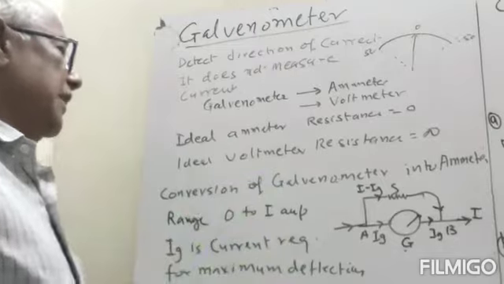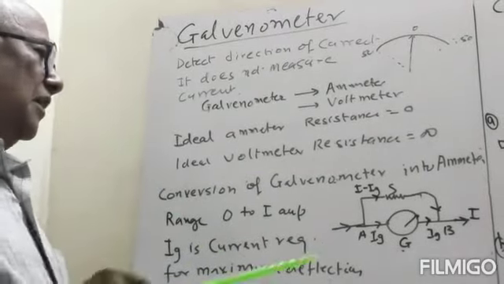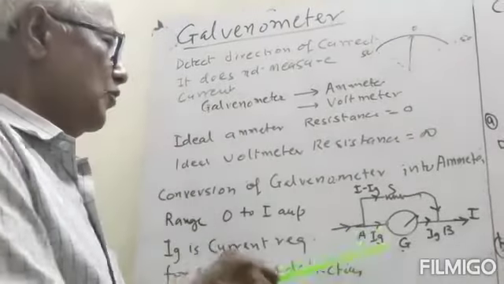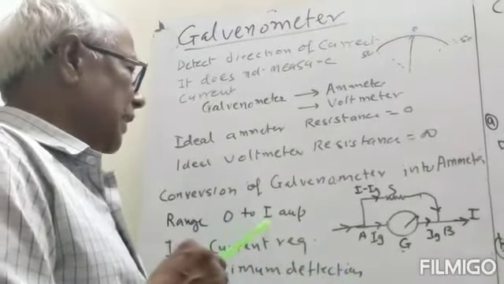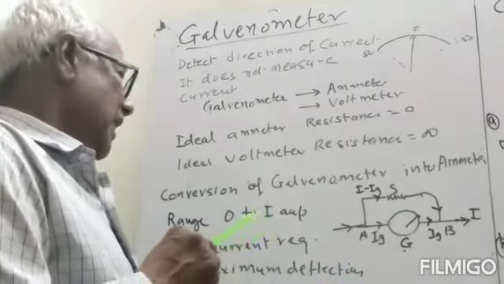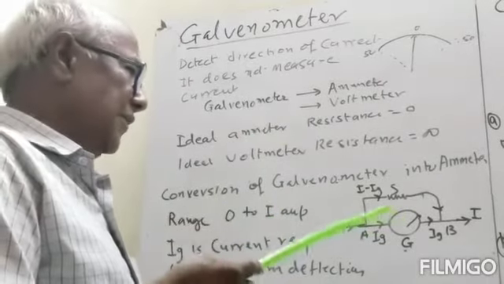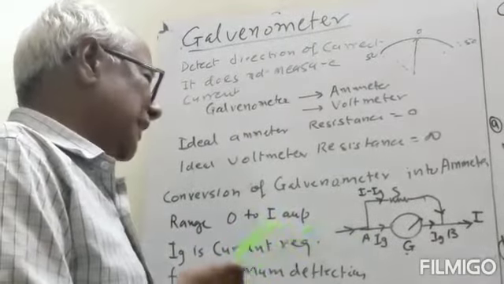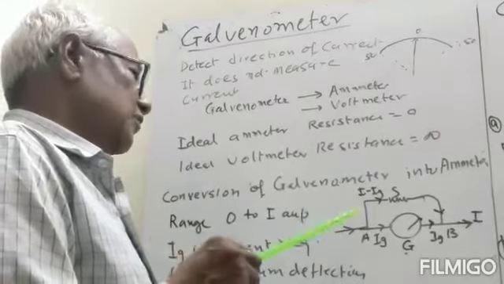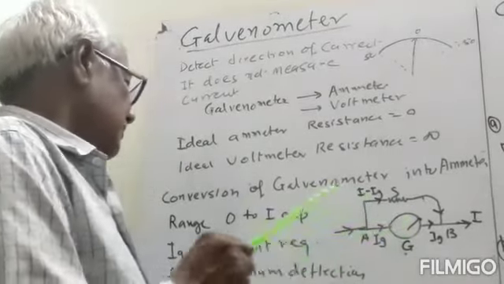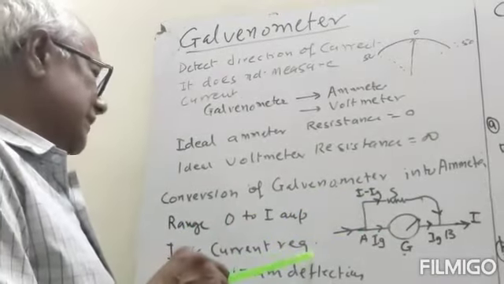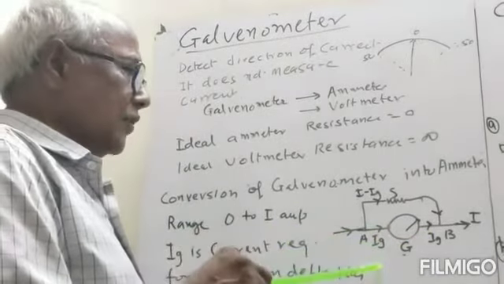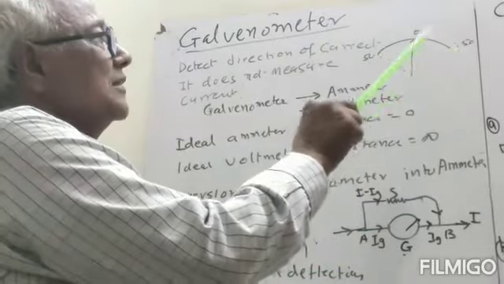Now, how to convert a galvanometer into ammeter? Suppose this is our galvanometer and we want to convert it to measure the current from 0 to 1 ampere or 0 to I. I may be 5 ampere, 10 ampere, milliampere, microampere. We can choose any value of the current to measure by the galvanometer. Ig is the current for full scale deflection. If Ig current is passed through the galvanometer, it will show the maximum deflection.